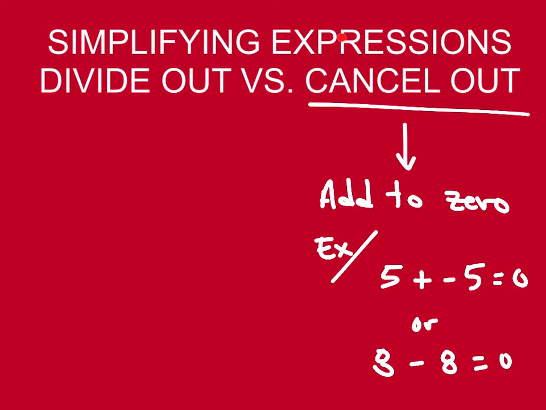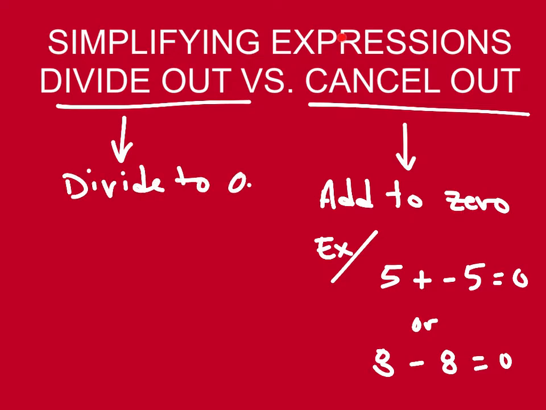They cancel out. Now, divide out means that things divide to 1. So let's say that you had 3 divided by 3. That gives you 1. Let's say you had x squared divided by x squared. When you have something divided by itself, you get 1. This is the difference between these words, what they mean. When you say cancel out, that really means that they add to 0. When you say divide out, that means that we're dividing.